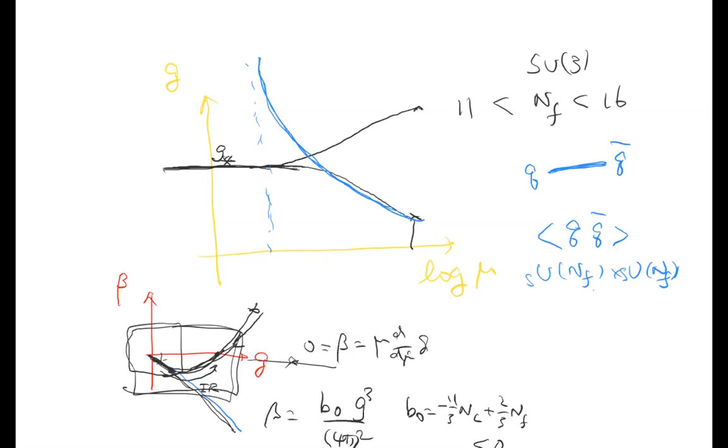I understand. Okay, so the beta function in that case still looks like the confined case, but it's a separate question. I see. Right, I see. Okay. Right.